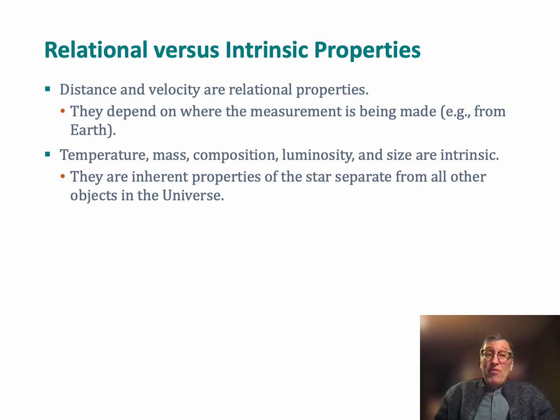Velocity depends on how fast the distance is changing. Those depend on where Earth is in relation to the thing we're observing, the star we're observing. There are some other properties that are really just characteristic of the star itself, and it doesn't matter where we are. The star has a certain temperature, it has a certain mass, it has a certain composition, luminosity, and size. So these are the inherent properties of the star, and they're going to be the same no matter where they're observed from. And those are the things that really tell us what the star is about.